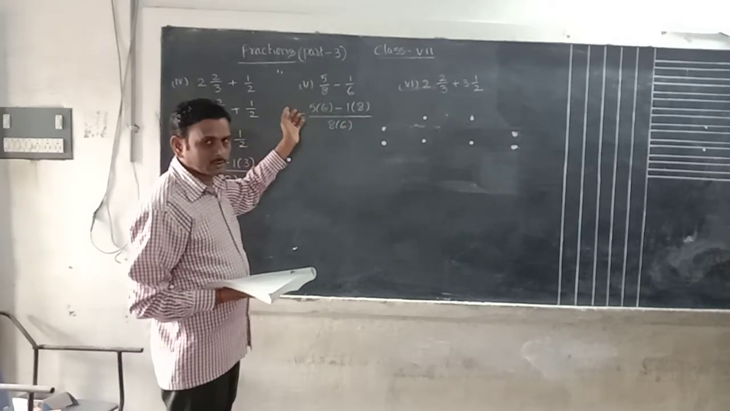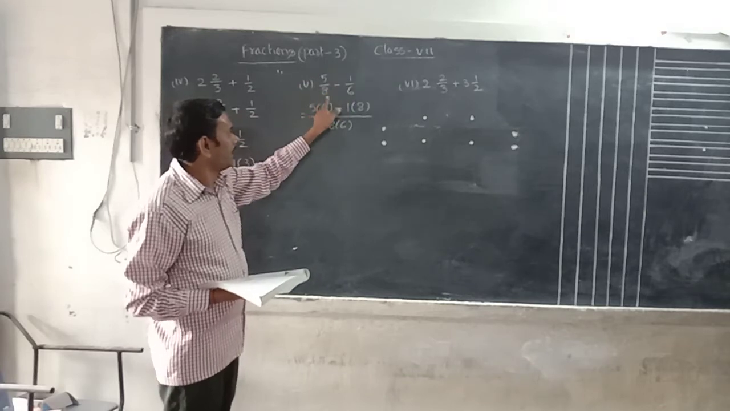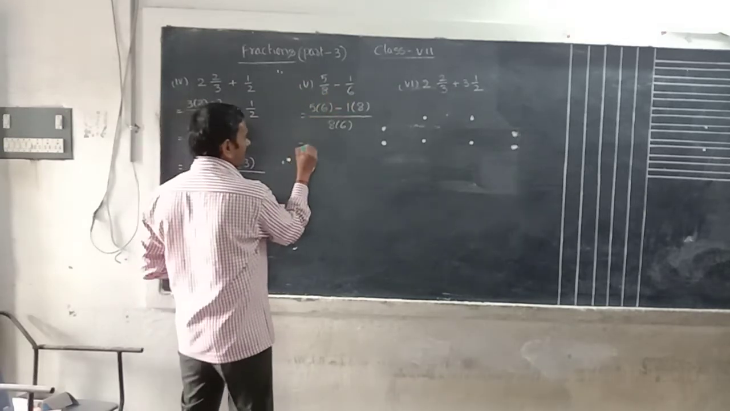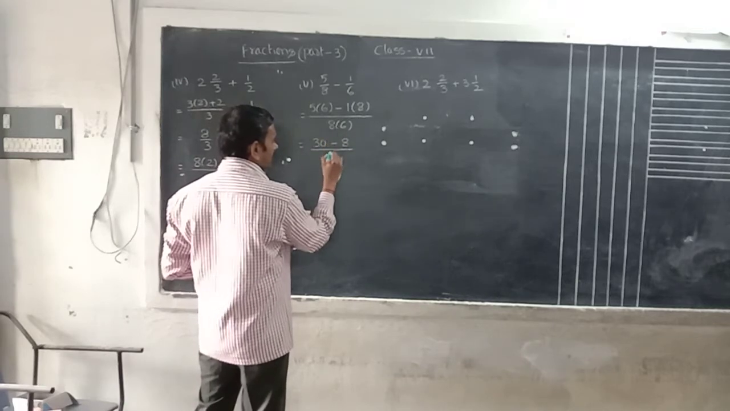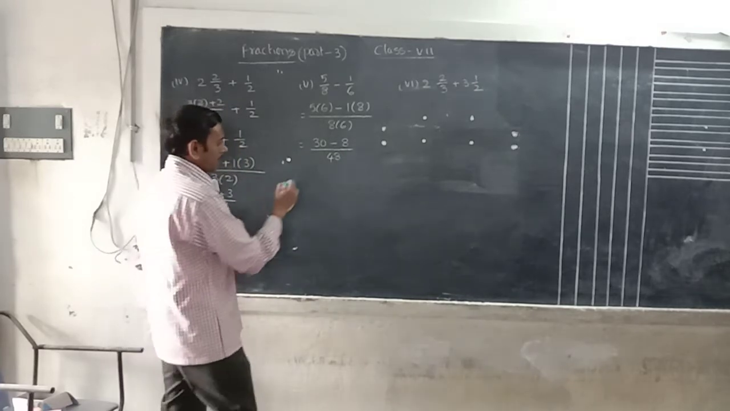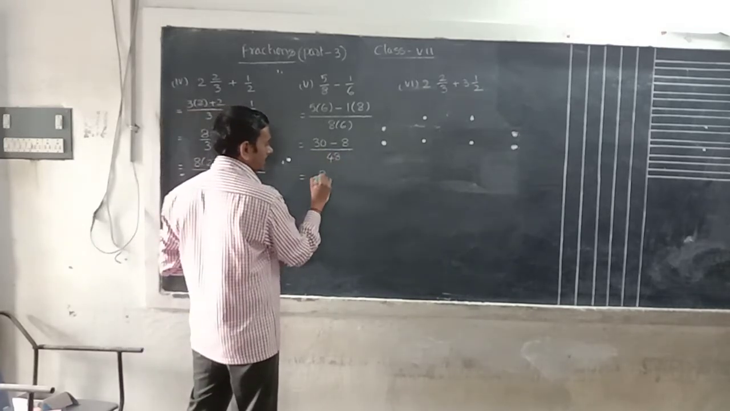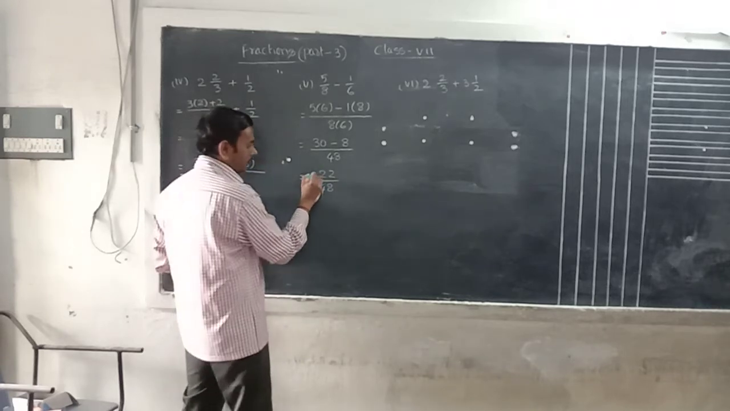We can follow this model. 5 into 6 minus 1 into 8 by 8 into 6. 5 times 6 is how much? 30. Minus 1 times 8, which is 8, and 8 times 6 is 48. Now subtract these two. 30 minus 8 is how much? 22 by 48. Now cancel this with the two table.